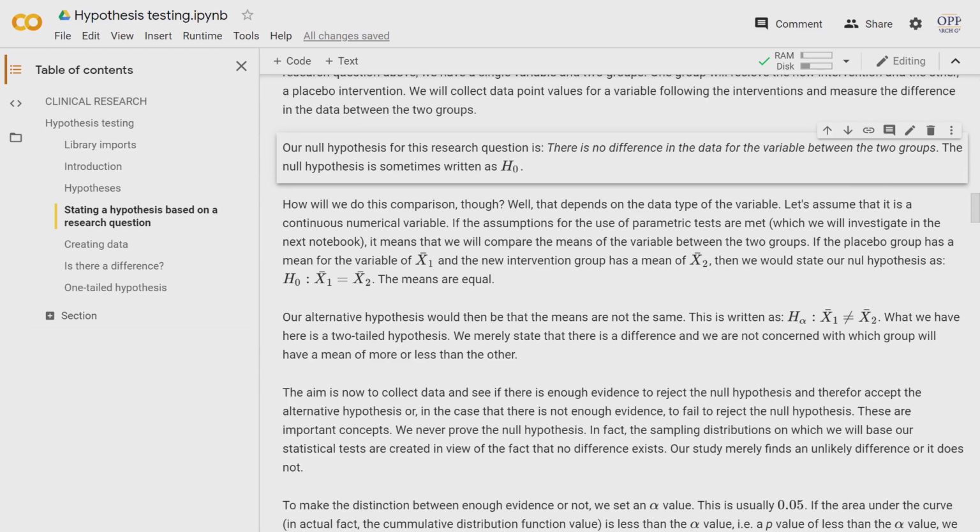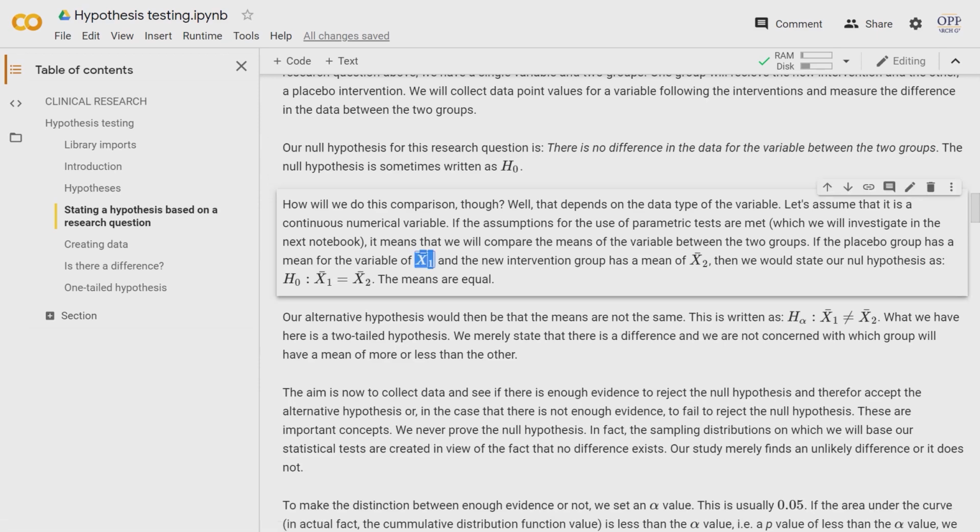When we talk about mean, we use this x as the placeholder for the name of this variable, and we put a bar on the top. That means the mean. The subscript 1 means group 1, and then group 2. I'm going to decide beforehand that placebo is my group 1 and the new intervention is my group 2.